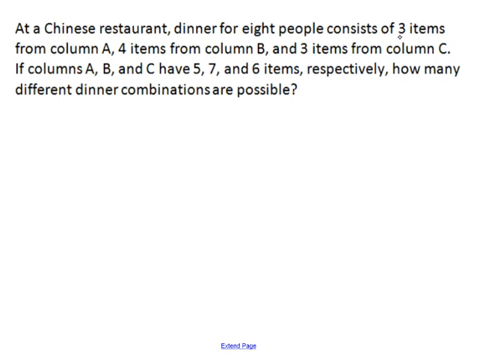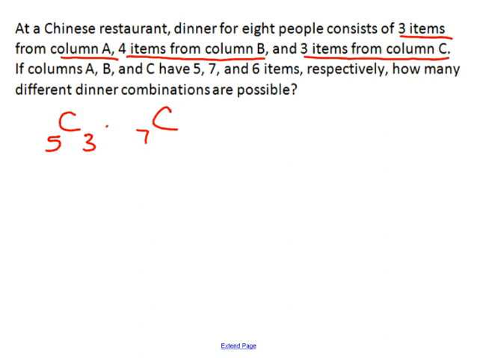But there's a large group of people, and they get to pick 3 items from column A. I'm sorry. There are 3 items from column A. There are 4 items in column B, and 3 items in column C. Oh, that's how many they get to pick. And each one of those has 5, 7, and 6 respectively. So column A has 5 and they get to pick 3. That sounds like a 5C3 kind of thing. Then for column B, they get to pick 4 and it has 7 choices, 7C4. And then for column C, maybe that's the dessert column, they have 6 desserts to choose from and they get to pick 3 of them.